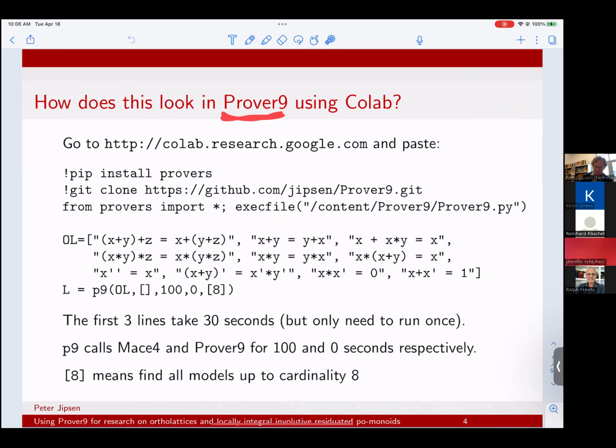Now, Prover 9 is an automated theorem prover that has existed for two decades. It evolved from something that was previously called Otter, and it was created by Bill McCune. The latest version is from 2010. It's still surprisingly useful because it uses a very simple input language. If you want to use this without installing anything on your computer, you could go to this web page where Google is providing a Python Jupyter notebook in a flavor of its own. And you would just copy and paste these lines.